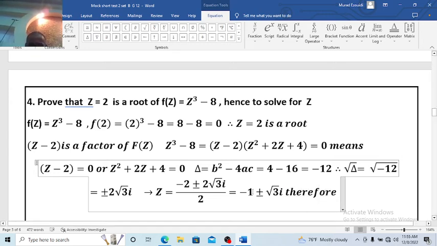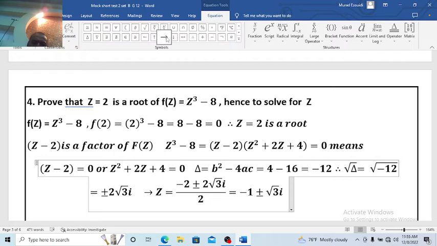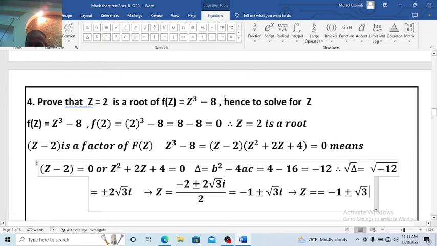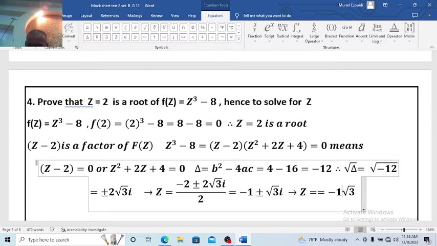Therefore, if you want to finish your work, z is equal to minus 1 plus root of 3 i, or z is equal to minus 1 minus root of 3 i. Of course there is an i here, don't forget.